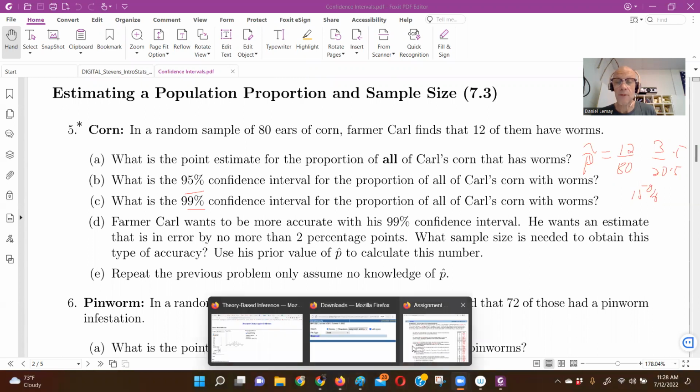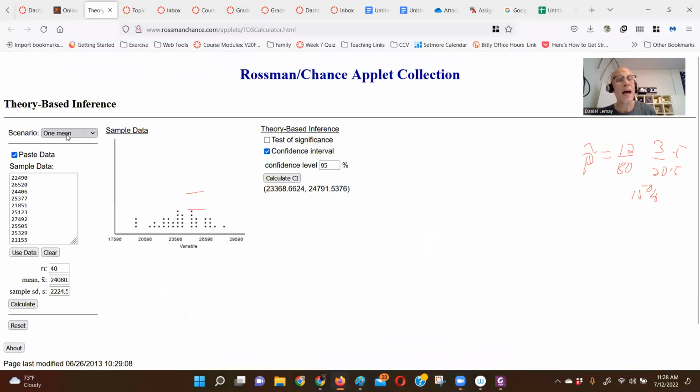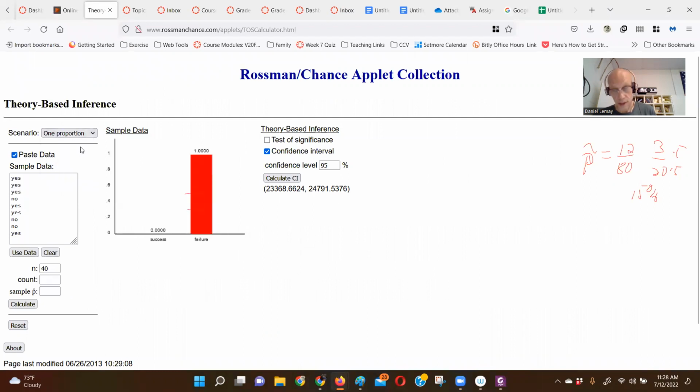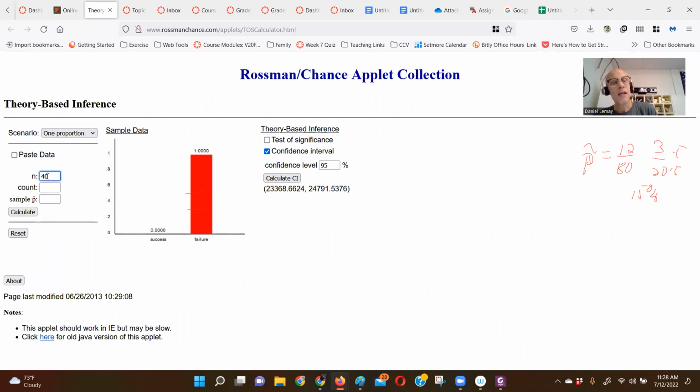So I'm going to come back to Rossman Chance. What's going to happen here is you select one proportion, because this is about one proportion. We don't have any data to paste in. So he did 80 ears of corn, and 12 of them had earworms. See how it does the p hat for us. Then you click confidence interval, 95%, click calculate. Of course, those are proportions, so you could make them percentages and say 7.2% to as high as 23% or something like that. The rounding is the issue, to keep the computer happy, right?